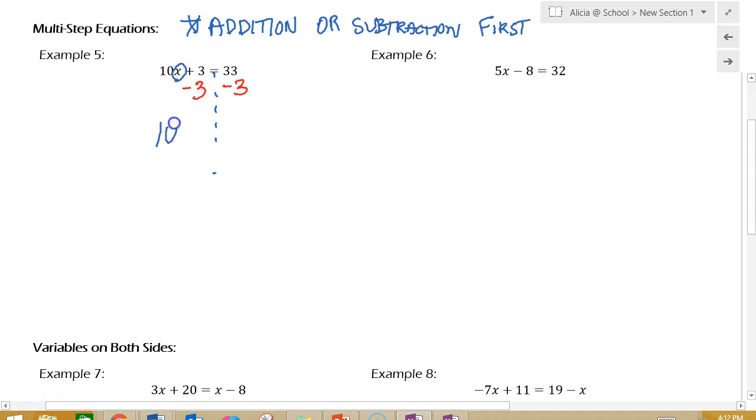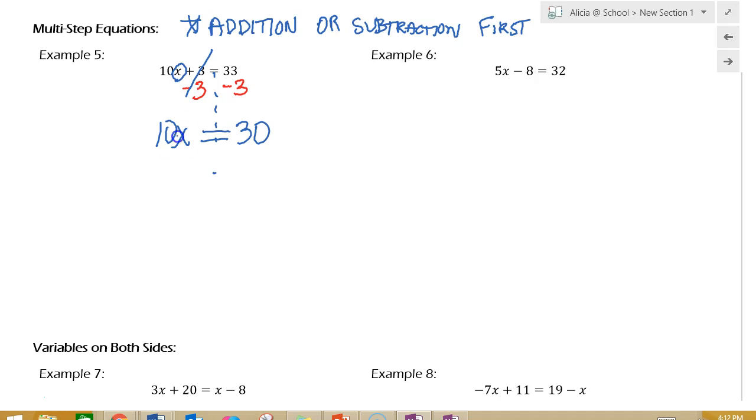Bring down my 10x. Positive 3 minus 3 becomes 0. My equal sign. And 33 minus 3 is 30. Alright, I'm still not done yet because my variable is not by itself.